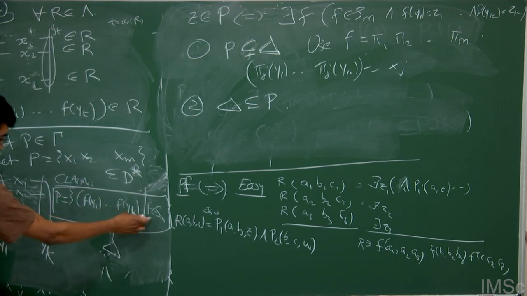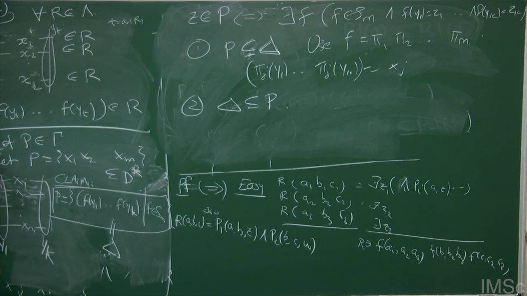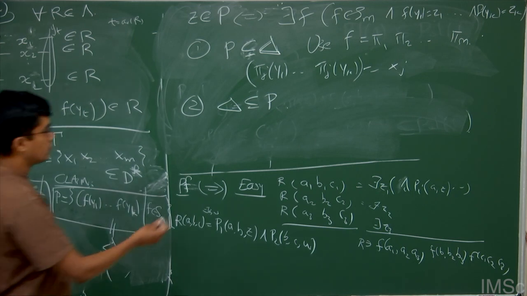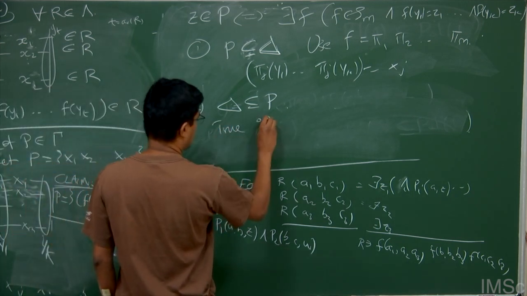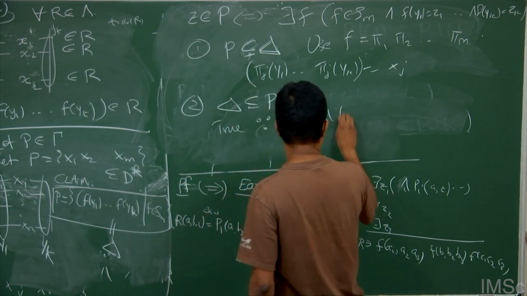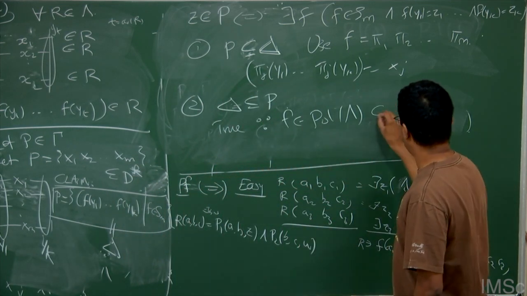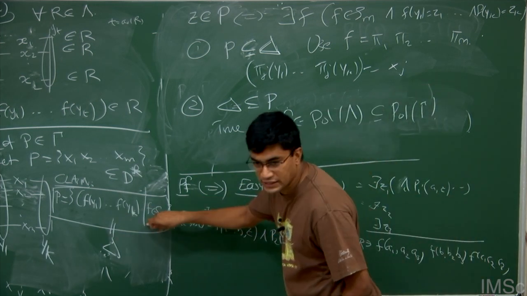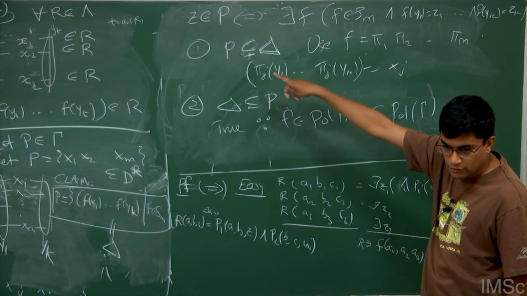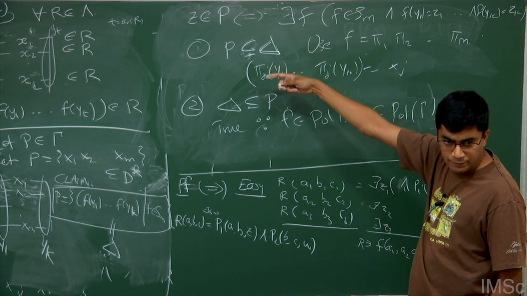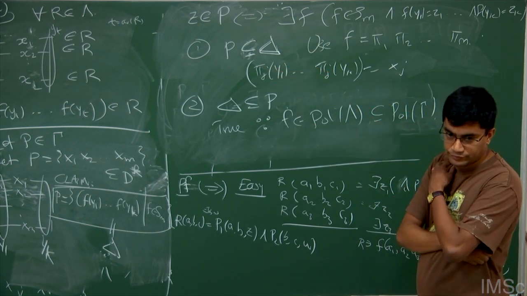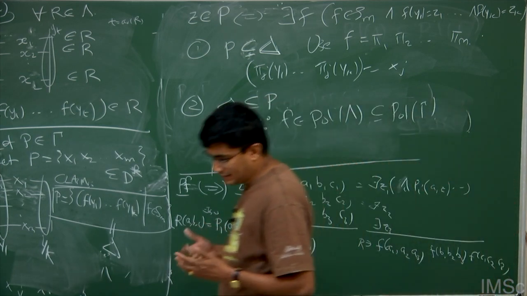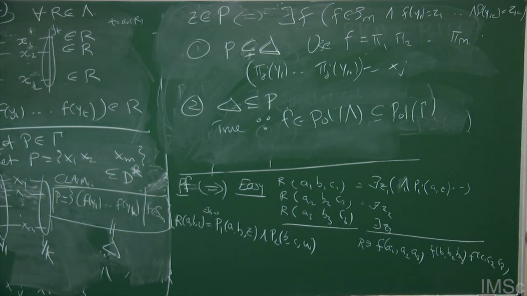Whatever, if f is in the polymorphism of gamma, then applying f column-wise, this new thing should also be in P. So I can never go outside P. True, because f is in poly lambda, which is contained in poly gamma. Therefore, any f you put here is a polymorphism of everything in gamma, in particular of P, and then this is true. This is not a difficult proof, it's just notationally cumbersome, I think.